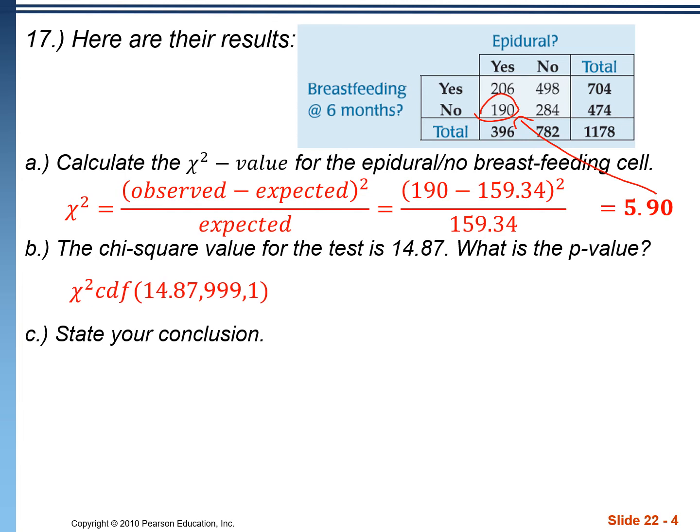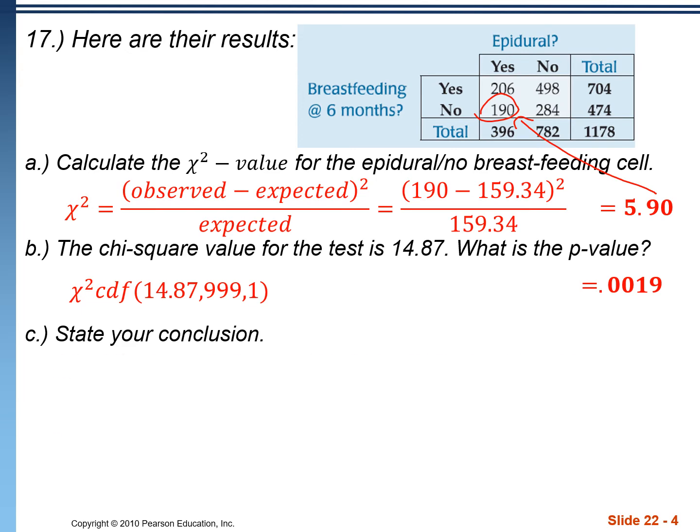Just like normal CDF and t-CDF have their own functions in the calculator, chi-squared also has its own CDF. So we're going to go into distributions where you find normal CDF and t-CDF. Lower and upper, we're always putting our chi-square value into lower. For upper, put in something like 99 or 999, and then degrees of freedom we know is 1. That gives us a p-value of 0.0019.